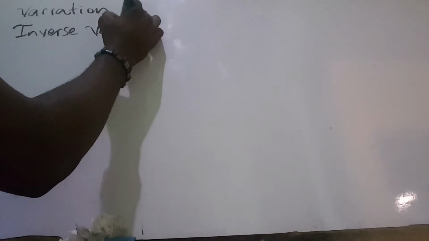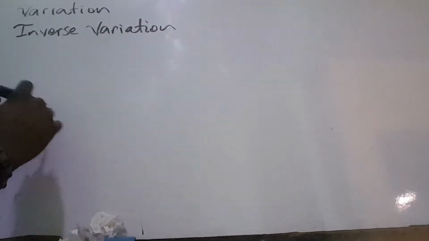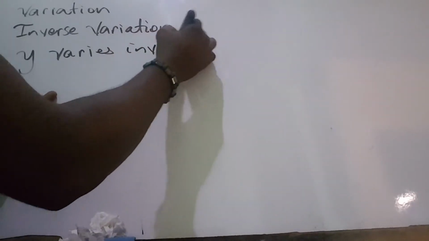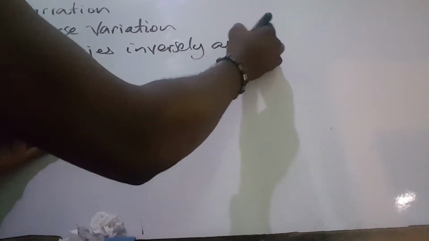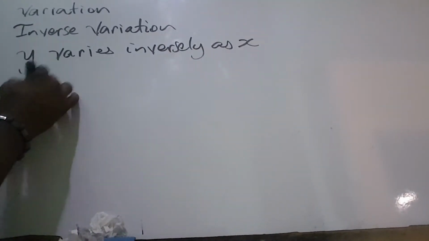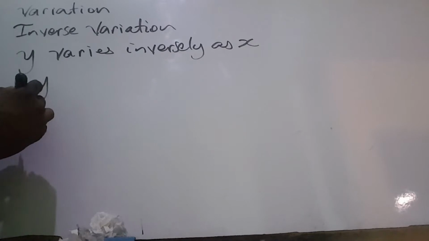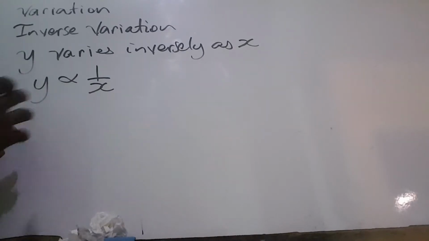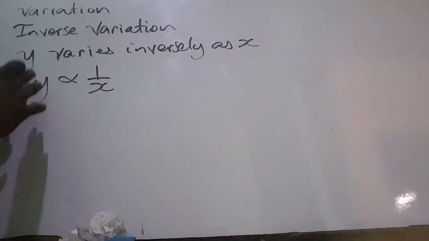Alright. Now in this section we're still looking at variation, but now we're looking at inverse variation. The idea behind inverse variation is, let us say that y varies inversely as x. What this means is y is proportional to 1 over x. That's what we're looking at. So it's inversely proportional, so it's not direct.